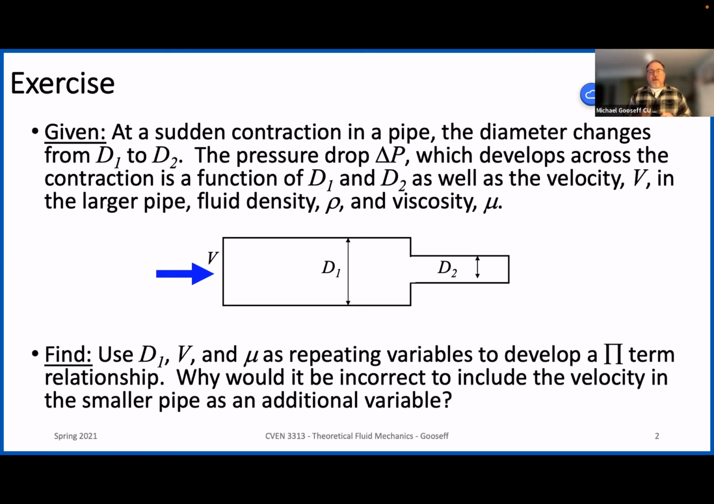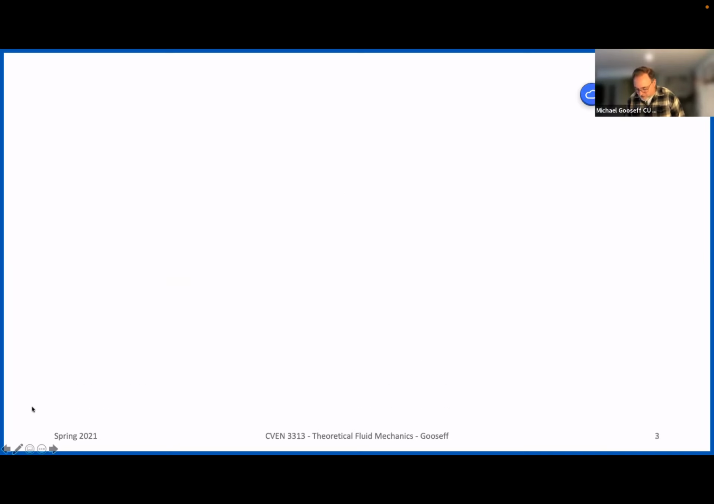Why would it be incorrect to conclude that the velocity in the smaller pipe should be an additional variable? Well, I sort of just explained that, so I got a little ahead of myself. My apologies. Essentially, because we can relate the two diameters, we should be able to relate the two velocities. And so when it comes to the pi term approach here, we don't necessarily need to account for both velocities. All right, so let's get started on this process of identifying what our dimensions look like.